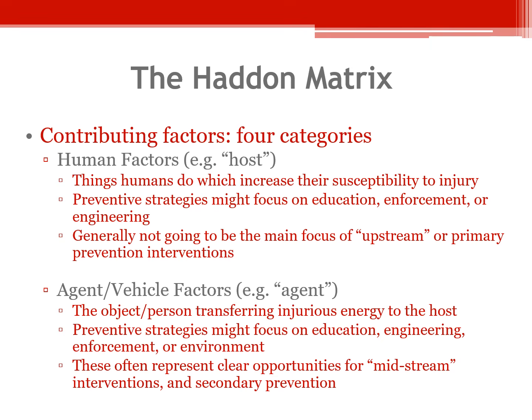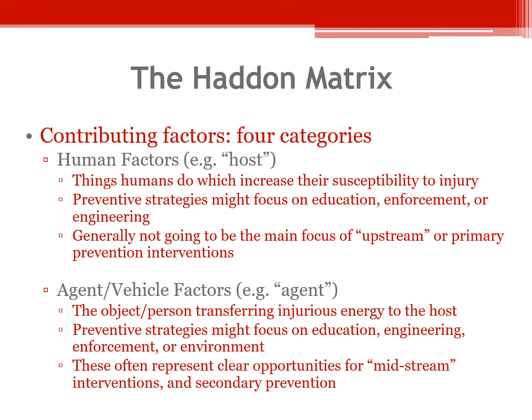These are generally not going to be the focus of upstream or primary prevention interventions, because those are more environmental changes. We're talking about the things that humans do that make them more susceptible, the things we can get humans to do to make them less susceptible. So again, it's not particularly upstream, but it's still an important column of any Haddon matrix.